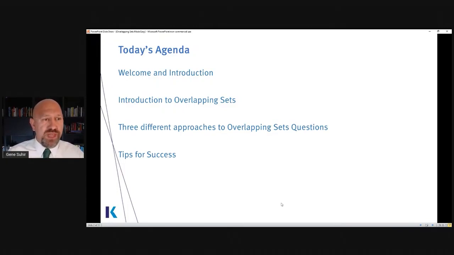We're going to introduce you to overlapping sets, three different approaches. Different ones are going to be more useful in different situations. We'll have a plan A, a plan B, and also a plan C to give you more tools in your toolbox to reduce the house advantage that the GMAT test makers otherwise might have. Throughout the process, I'll give you some tips for success, and we'll try to leave some time at the end for a little Q&A. So let's get right into it.